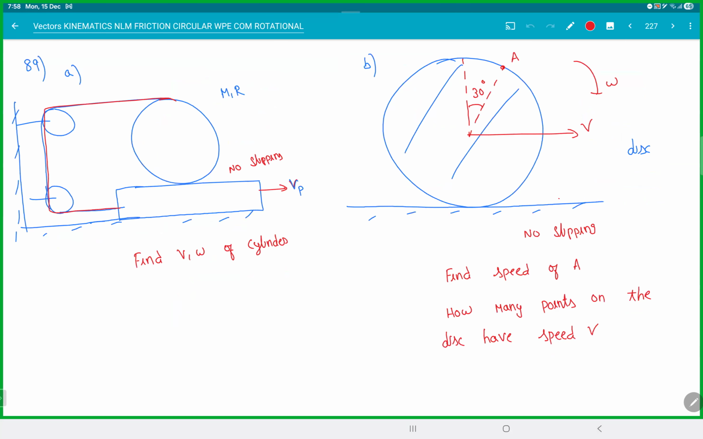Let's get these two. Again, I'm not asking you to find the acceleration, but I just want you to find v and omega of the cylinder. So we have a cylinder there, mass and radius r. This is a string wrapped around the cylinder and tied to the plank. The plank is going with Vp. Find v and omega. We have a disk going with v and omega. Find the speed of point A and how many points on the disk have speed v.